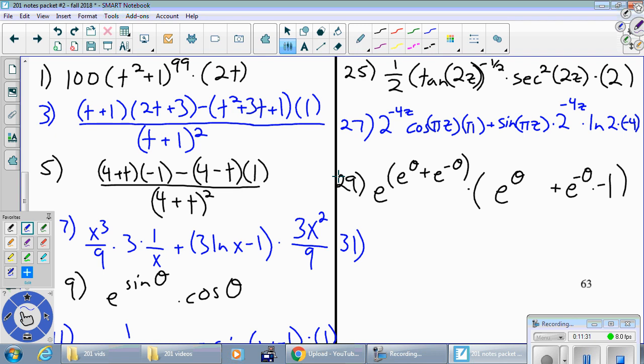Okay, I see some more e to the stuff. So that becomes e to the stuff times the derivative of the stuff. Tan of stuff has a derivative of secant squared of the stuff times the derivative of the stuff. The derivative of sine alpha is cosine of alpha, and that one's done.